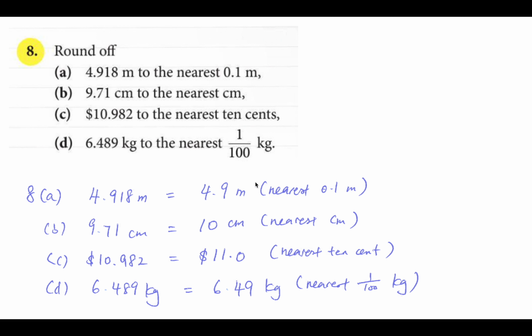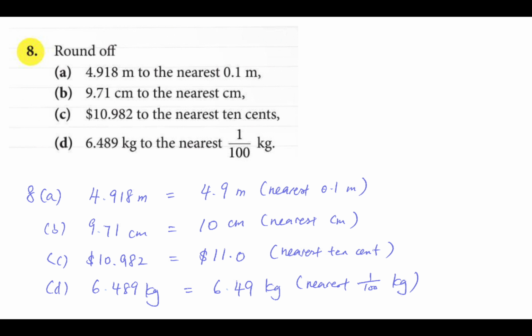9.71 centimeters to the nearest centimeter gives us 10 centimeters. $10.982 to the nearest 10 cents. That will be interesting, because the nearest 10 cents is actually the 9 and 8 over here, but the 9 actually has to be rounded up. So we end up with $11.0. We do have to add in the 0, because if you don't, then it becomes the nearest dollar instead.